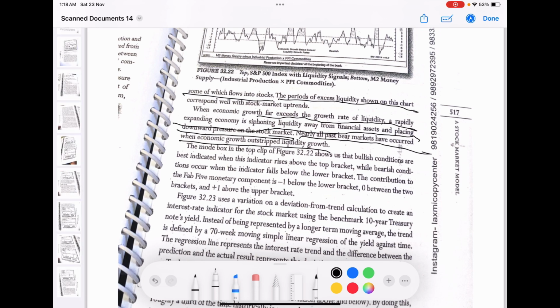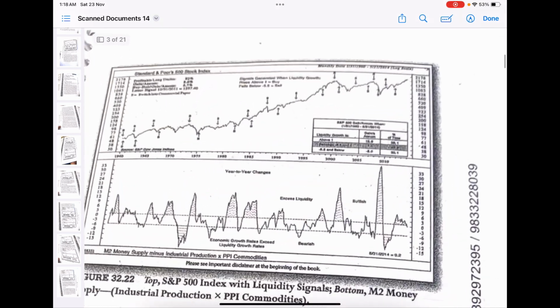The mode box basically shows that bullish conditions are best indicated when the indicator rises above the top bracket, while bearish conditions occur when the indicator falls below the lower bracket. The contribution to the Fab 5 monetary component is -1 below the lower bracket, 0 between the brackets, and +1 above the upper bracket. You can look at the mode box over here.